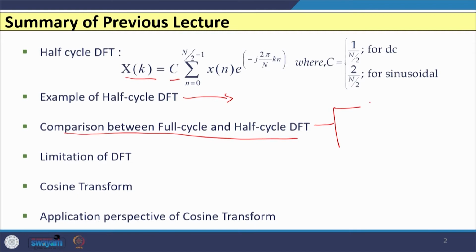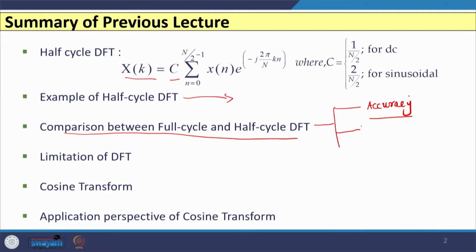The first parameter is the accuracy, and we have discussed that the number of samples required per window in case of full cycle DFT is higher than the number of samples required in half cycle DFT. So, the accuracy of full cycle DFT is better compared to the half cycle DFT.